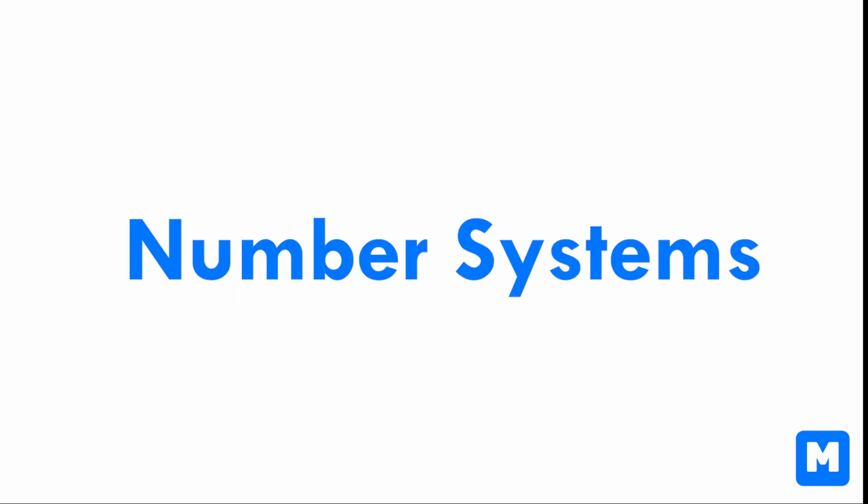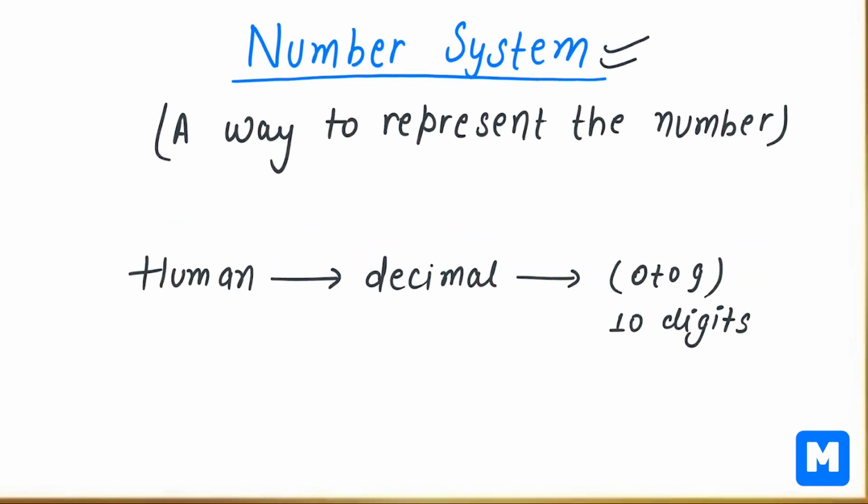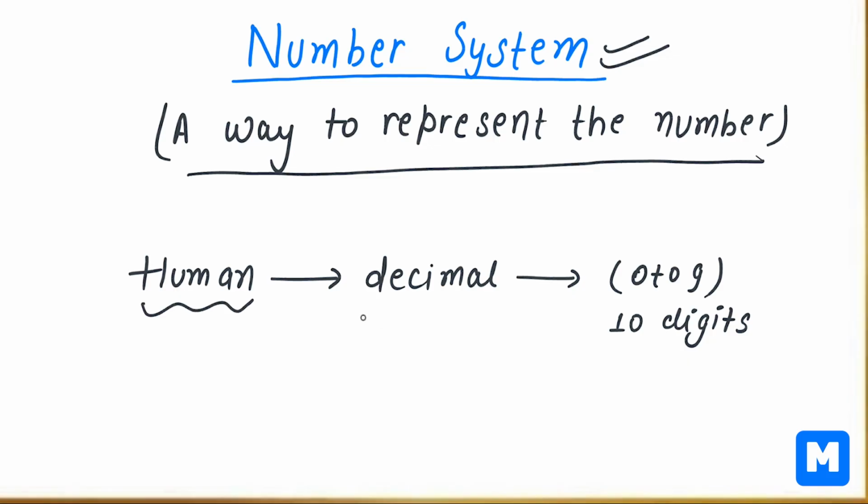To understand this, we first have to remember what a number system is. A number system is simply a way to represent numbers. We as humans use the decimal system, in which we have 0 to 9, 10 digits.